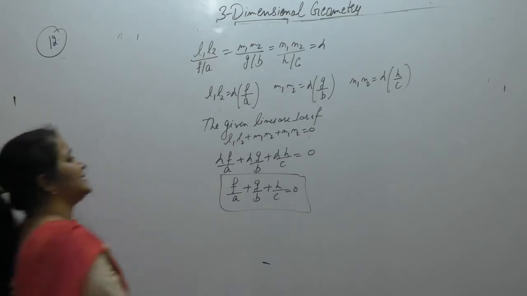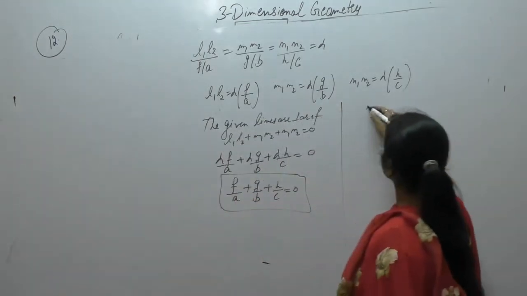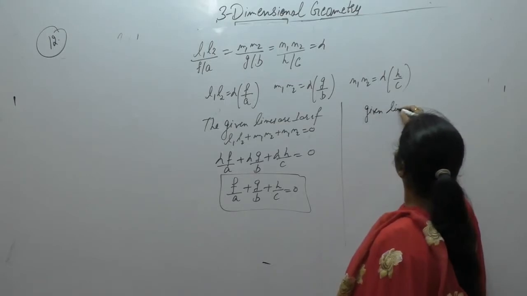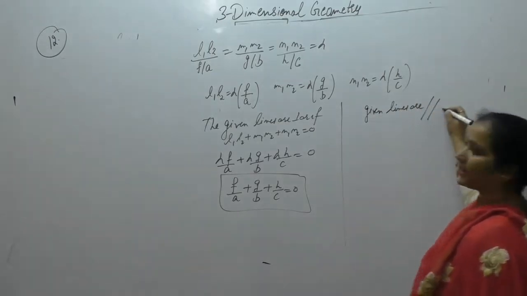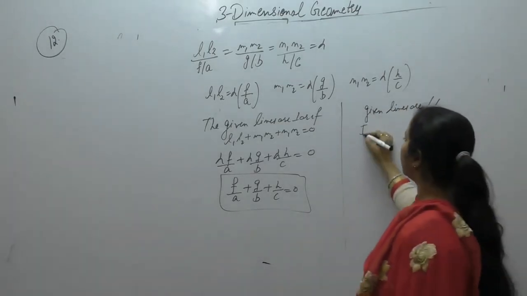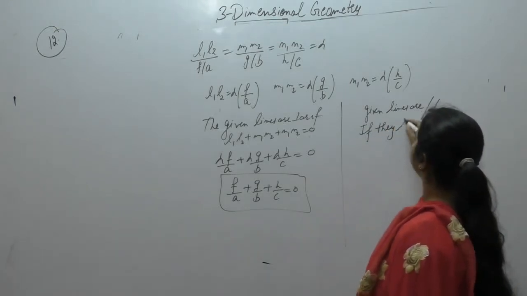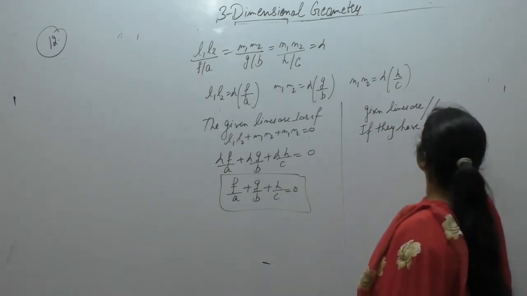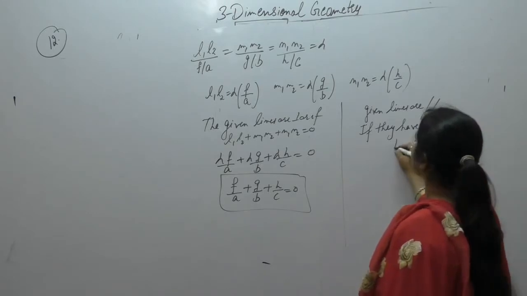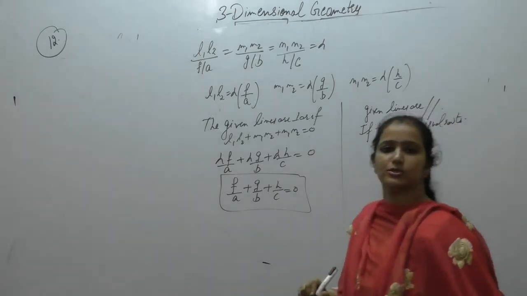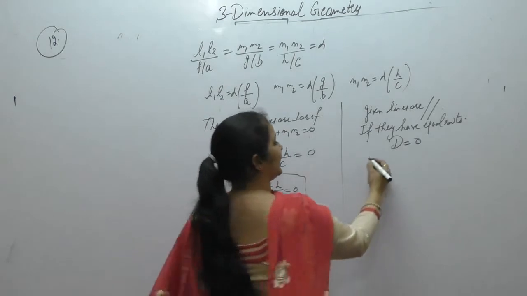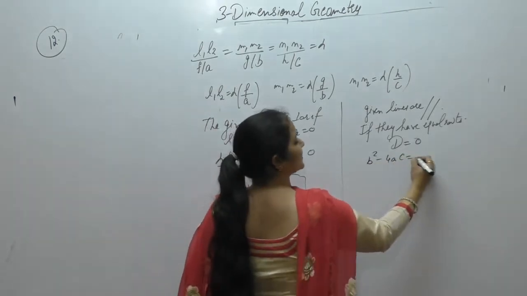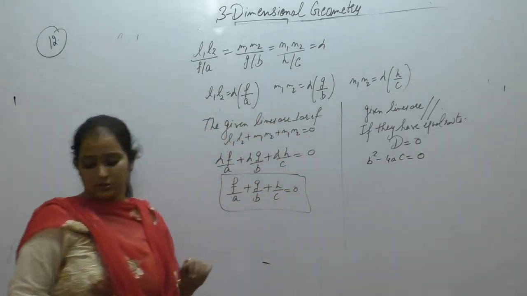If two lines are perpendicular, then the condition is this. The given lines are parallel. Given lines are parallel if they have equal roots. और roots equal कब होते हैं? When discriminant is equals to 0. Discriminant, that is b square minus 4ac, is equals to 0.